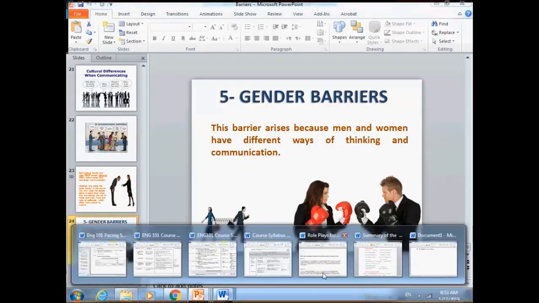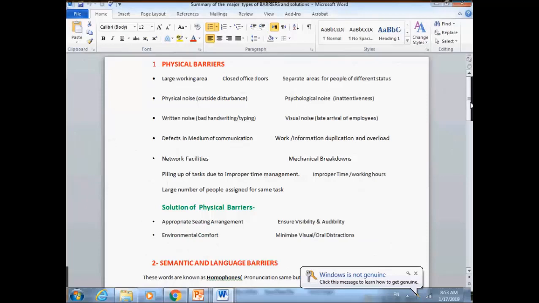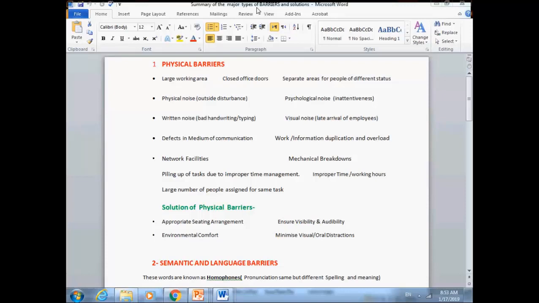We have this good. Print it, please. This goes through, it's like a summary. It's a summary of the major types of barriers and solutions. Print it, study it. This will list the different barriers and examples of these barriers and solutions for these barriers. So on the quiz, if you are asked or presented with a situation, you have to decide what kind of barrier it is. And maybe they ask you to suggest solutions for this barrier.